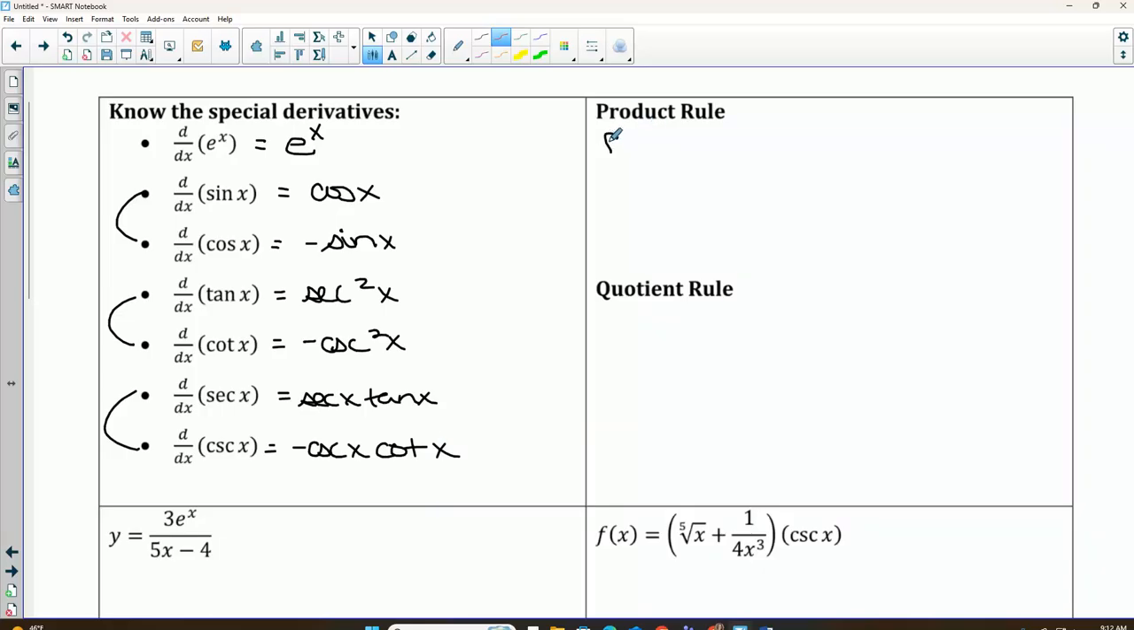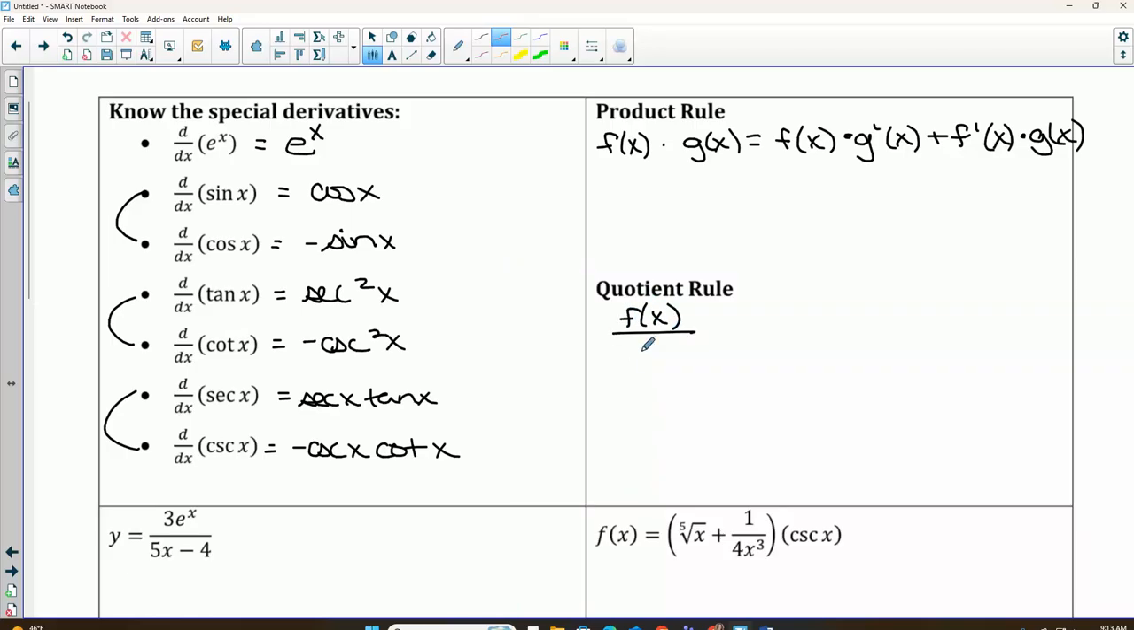Product rule. If we have an f of x times g of x, how do we do the derivative? F of x times g prime of x plus f prime of x times g of x. So product rule, you do one derivative at a time and add them together. Does it matter if you did f prime g of x first? No, we're adding, order doesn't matter.